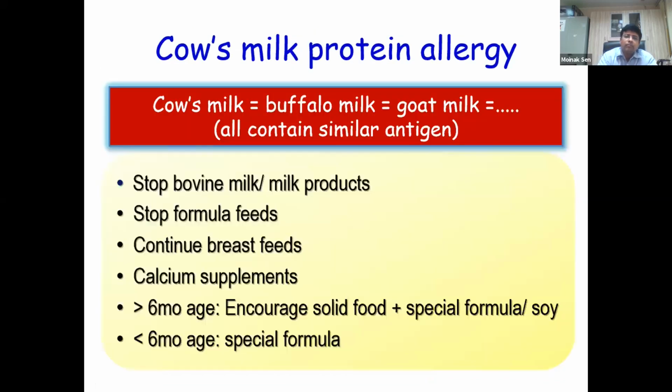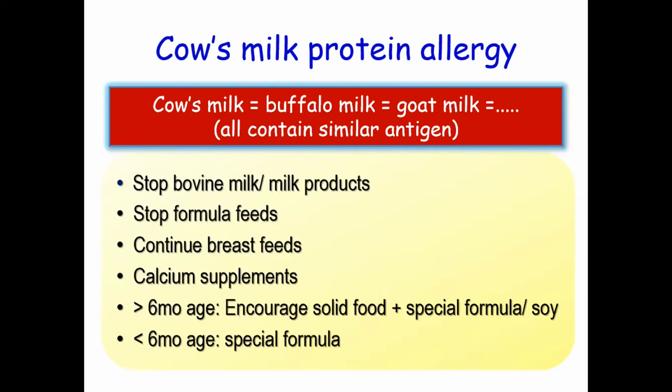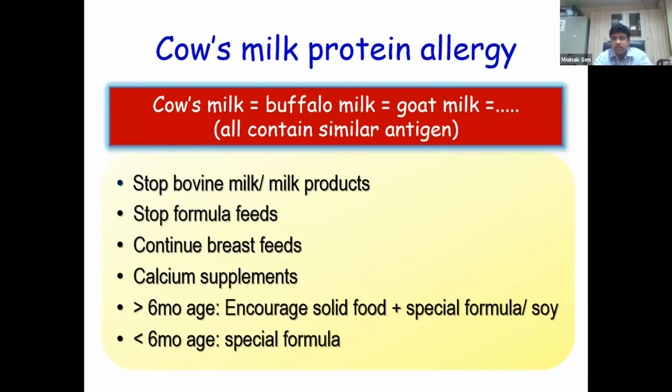How do you manage? One important thing you have to remember, and a strong message, is that all sorts of animal milk are the same. They contain the same amount of allergen. Cow's milk, buffalo milk, goat milk all contain a similar type of antigen. So if you've stopped cow's milk, you cannot introduce buffalo milk. You stop bovine milk and milk products, stop the formula feeds that contain milk, and continue breastfeeding. Above 6 months of age, you encourage solid feeds, and less than 6 months of age.